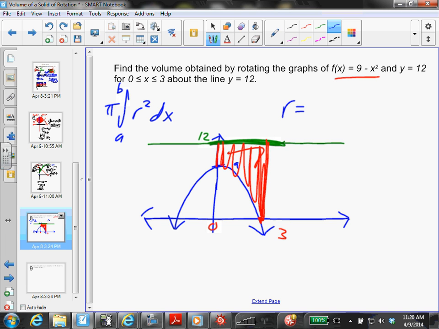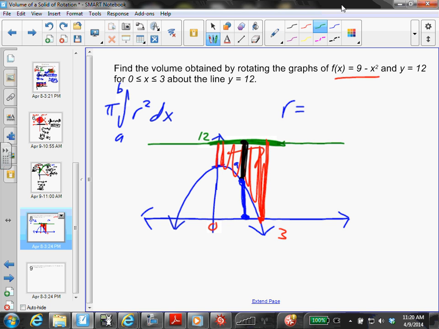In times past, when we were rotating it around the x-axis, the radius was just the function. But now our radius, which is always the distance from the curve to your axis of rotation, is going to change. So let me make this dark. This little black space right here is actually what we're looking for. Okay. So if you notice, the function gives us from the x-axis to the curve. So the function would give us that blue line right there. We actually want the black line right there.